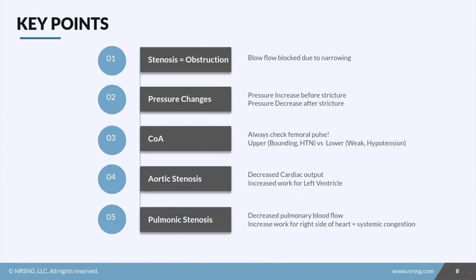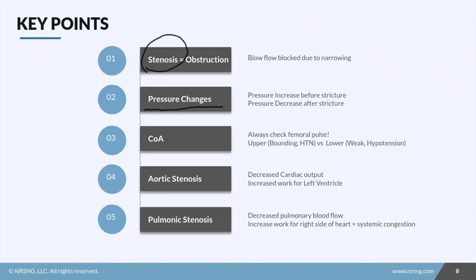All right, so let's do a quick recap of this lesson. We went over what obstruction means in the heart, and we talked about how most of the time that means there's a stenosis or a narrowing of some kind that's blocking blood flow. And most of the time this happens at a valve, and when it's there, it causes changes in the pressures in the heart. So there's going to be an increase in pressure before the stricture or stenosis, and there's a decrease in pressure after.